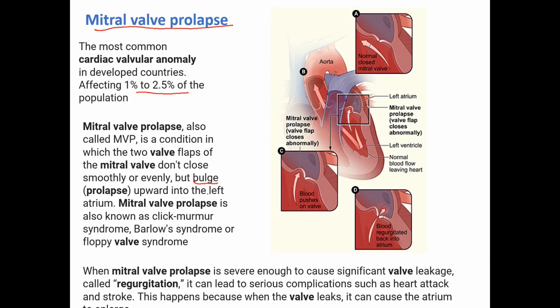And therefore this creates problems. Now, most of the time the body can cope with this, but in some cases it can create more complications, some sort of leakage, also known as regurgitation, and this can even create serious problems of heart attack or stroke and death. The mitral valve prolapse is also known as Klick-Marmor syndrome or Barlow syndrome. So you'll find these names used interchangeably.